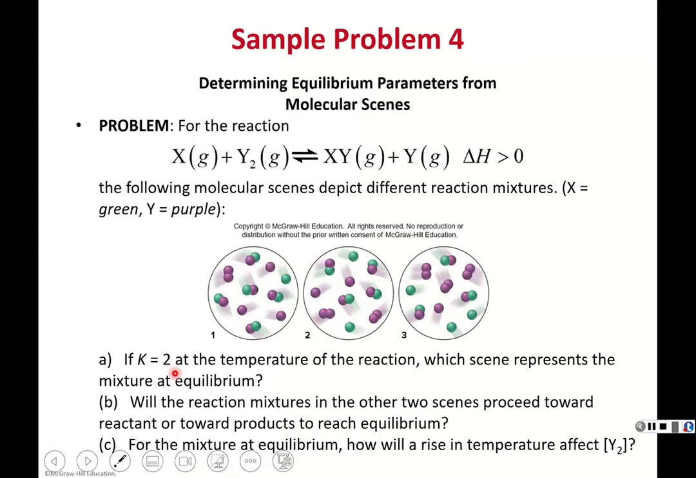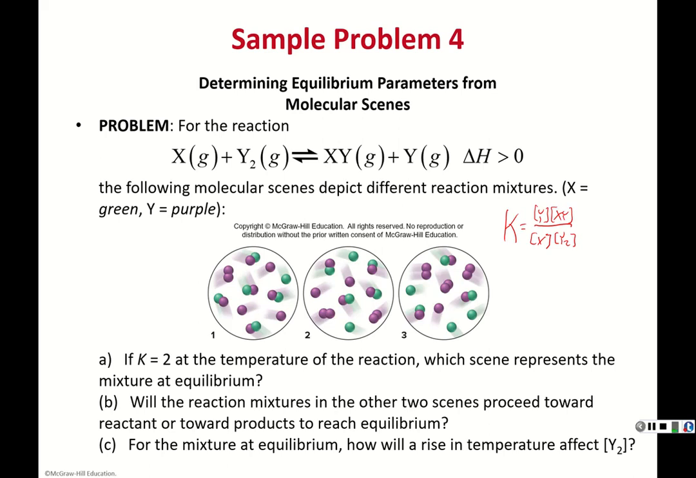So, probably better to do it on this slide. So our equilibrium, let's write out what our equilibrium expression would be. The equilibrium expression would be the concentration of Y times the concentration of XY divided by the concentration of X times the concentration of Y2. Okay, so for this one, we'd have to look at all three of these situations.